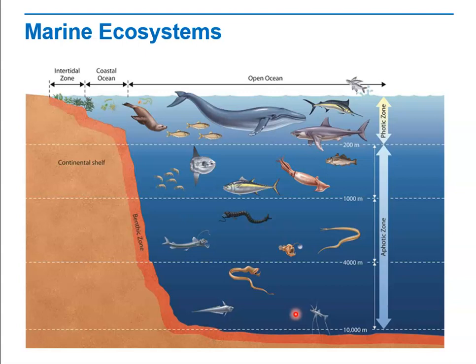Just as biomes typically occupy certain latitudes and longitudes, marine ecosystems typically occupy specific areas within the ocean. Ecologists usually divide the ocean into zones based on depth and distance from shore. Marine ecosystems based on distance from shore include the intertidal zone, shown here, the coastal ocean here, and the open ocean, everything past the coastal ocean. Zones based on depth include the photic zone and the aphotic zone.